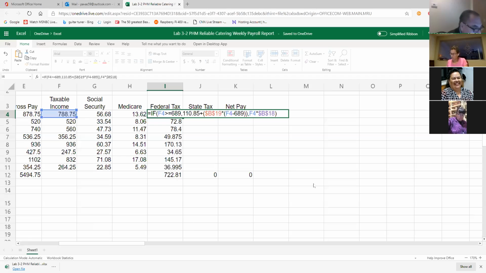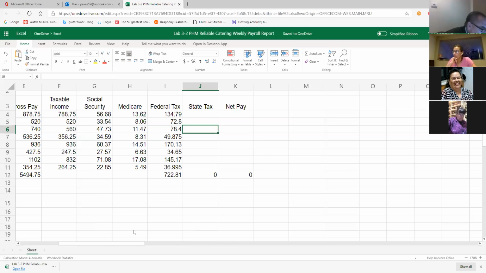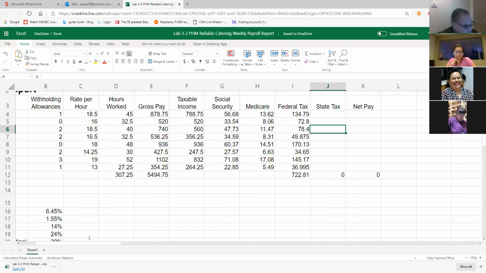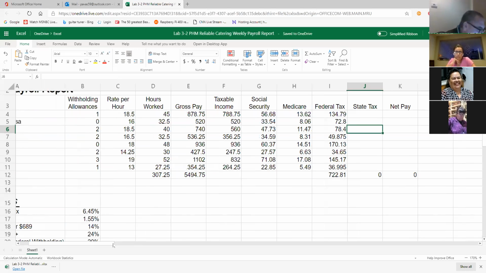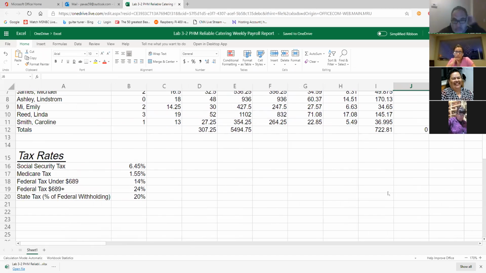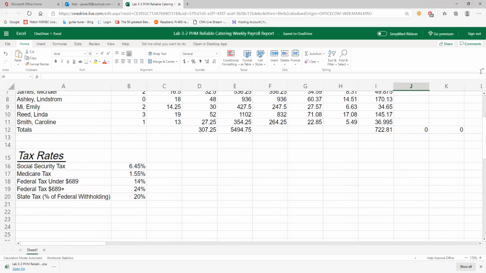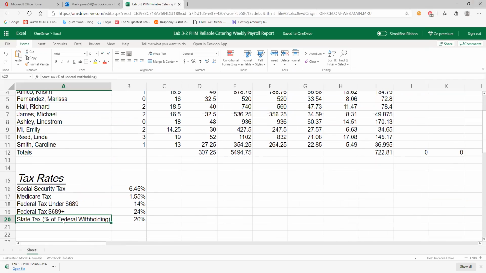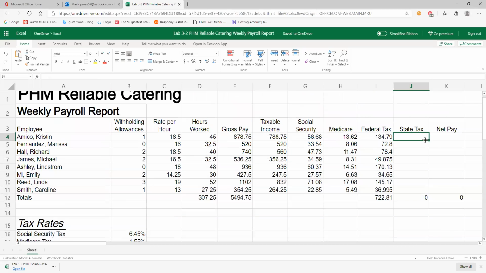State tax is calculated as a percentage of federal tax. So use the tax rate in the tax rates table to calculate state tax in column J. All right, so this is going to be easier because we just have to go to this table right here. Let me scroll down here. This is our table. Let me minimize this really quick. All right, here's our tax table. Look at 0 federal, 20%. How are we going to do this? It says state tax is calculated as a percentage. So it's 20% of the federal tax.